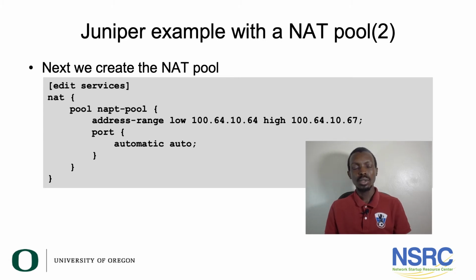Then the next thing that we do is we create the NAT pool. So inside the configuration under services, NAT, you say pool and then you give it a name, we've just called it NAPT pool. And then the address range, low, you give it the starting address, then high, the end address, which is the same as what we did for the Cisco. For the port, we've said that it will dynamically pick which port it's going to assign, or the other option is to tell it to do it sequentially, the ports that it's going to assign for NAPT.